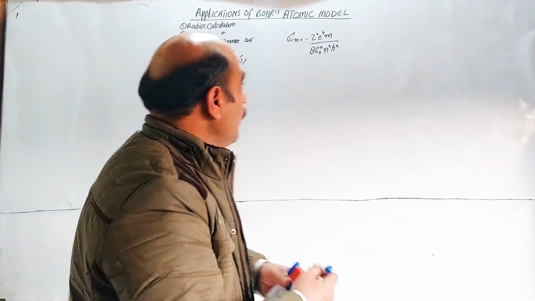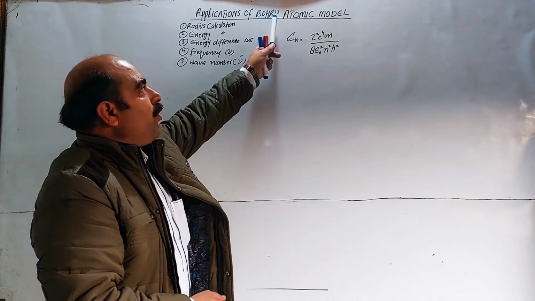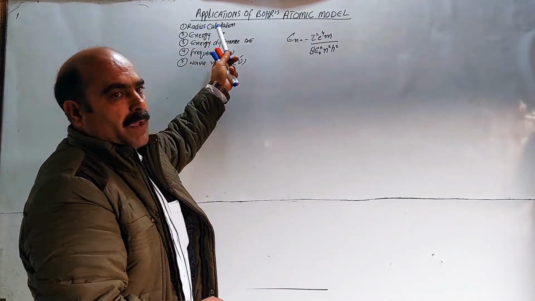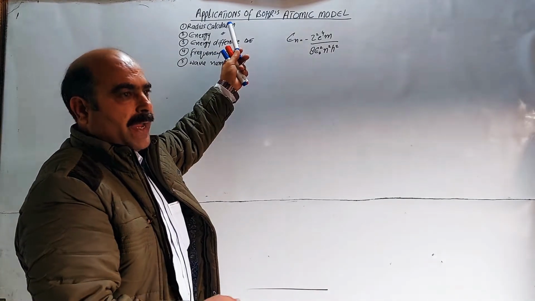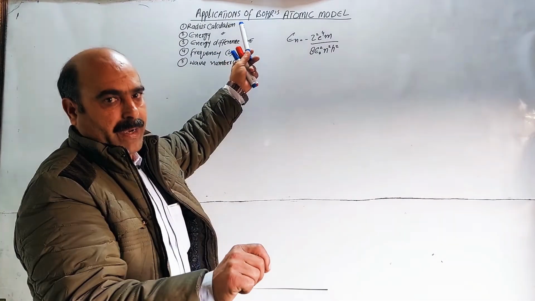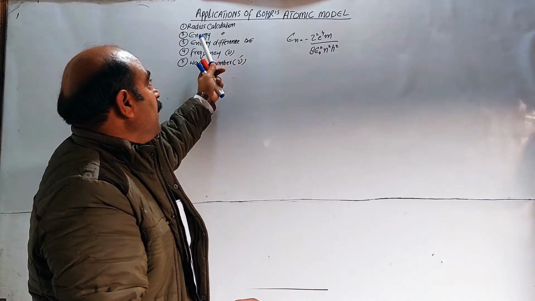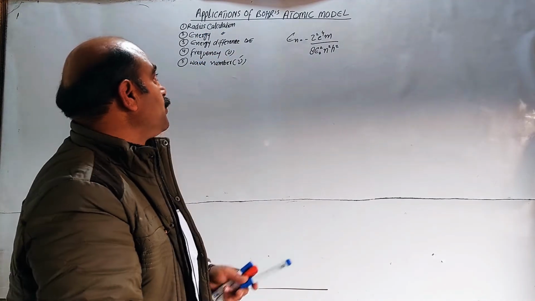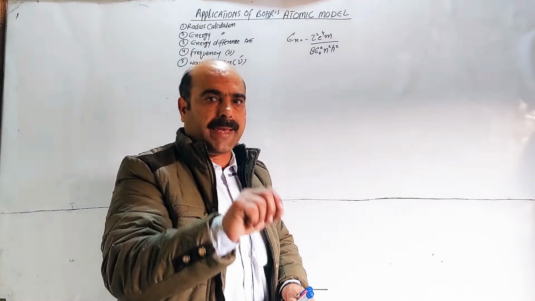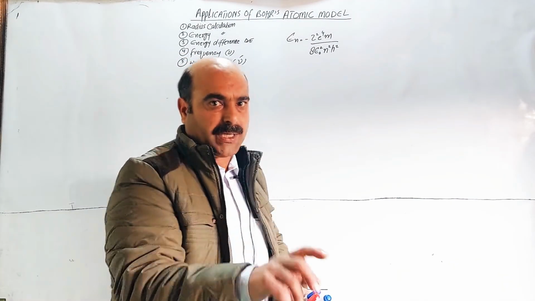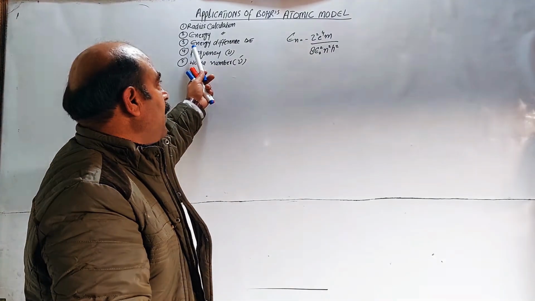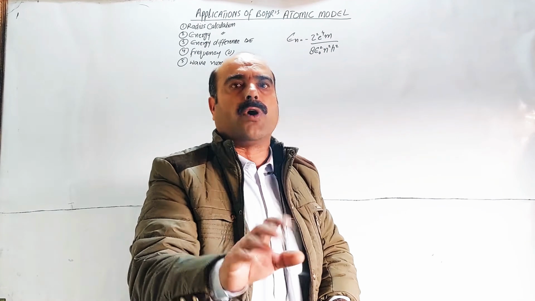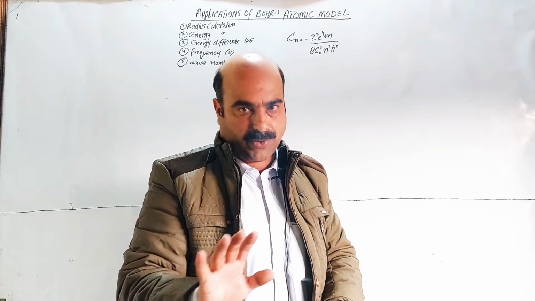Let's start. Applications of Bohr's atomic model. Application number one: Bohr atomic model is used to calculate the radius of any orbit. Application number two: Bohr atomic model is used to calculate the energy of any orbit. Application number three: Bohr atomic model is used to calculate the energy difference between the two orbits. This is our today's topic.